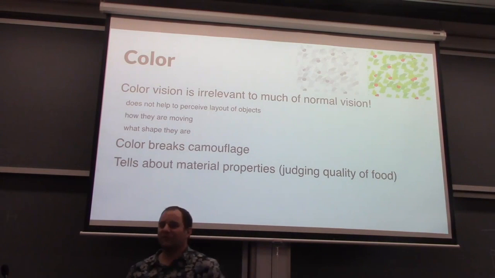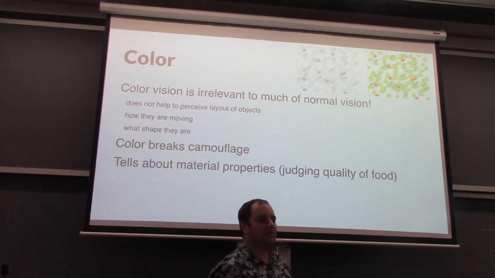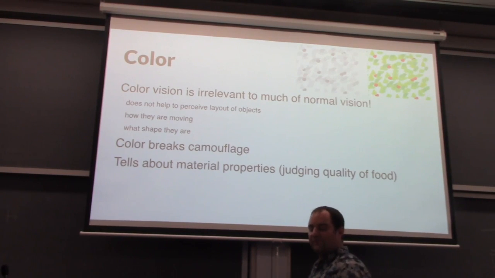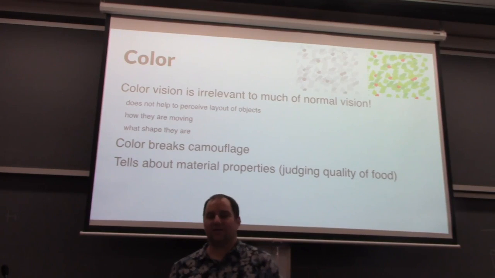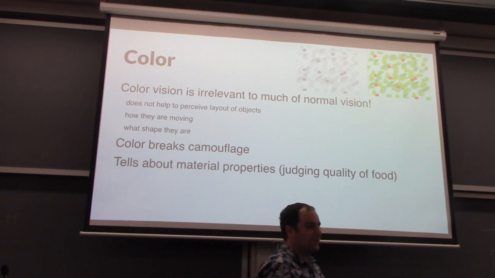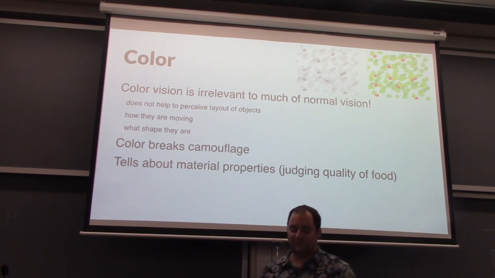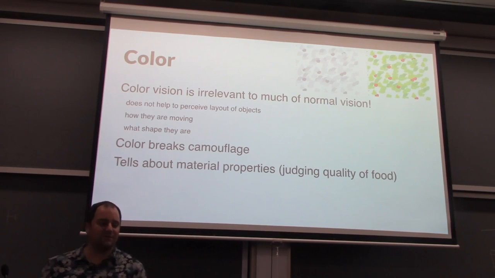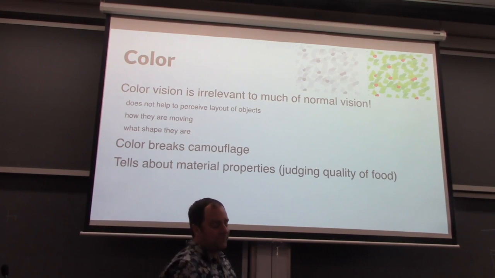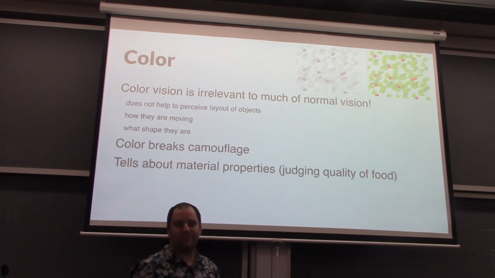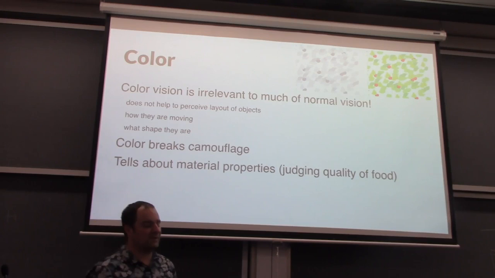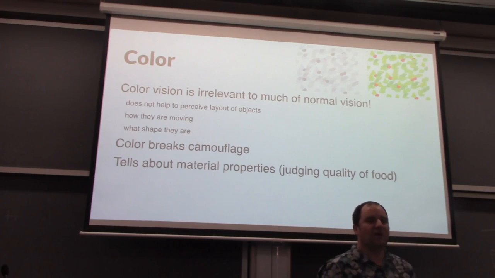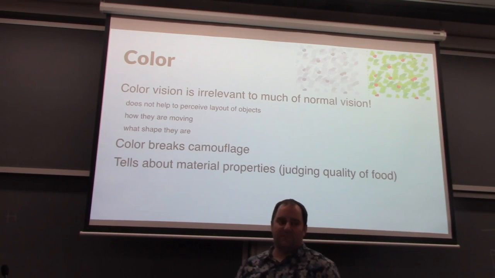And it turns out that color is irrelevant to much of normal vision. So you can be colorblind and not be significantly handicapped in our world. It doesn't help you perceive the layout of objects. It doesn't tell us anything about how things are moving, nothing about the shape, and those are the evolutionary important pieces. What color does, though, is it breaks camouflage, and so the theory is that color vision was developed, for example, to identify predators in an environment so that they stand out, and also to judge material properties like the quality of the food, so that we can easily perceive whether an apple is rotten, for example.